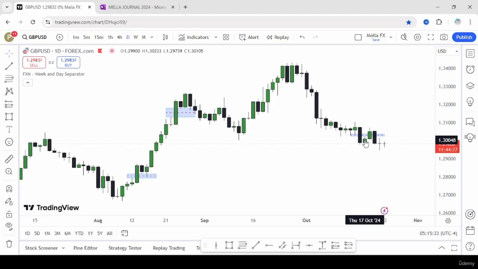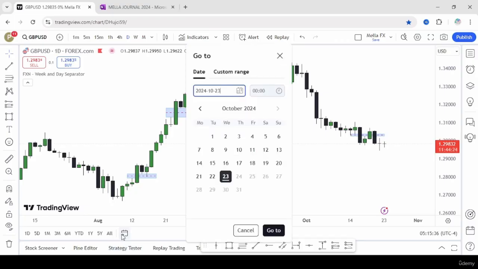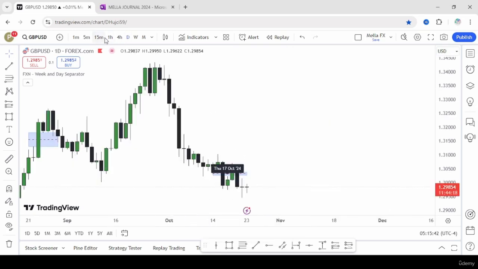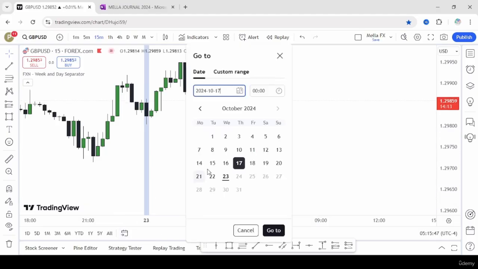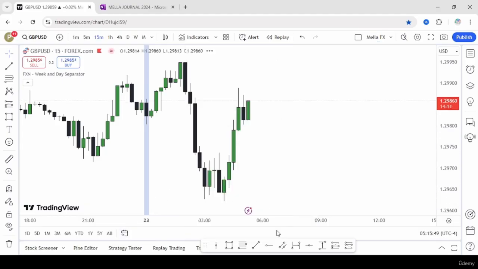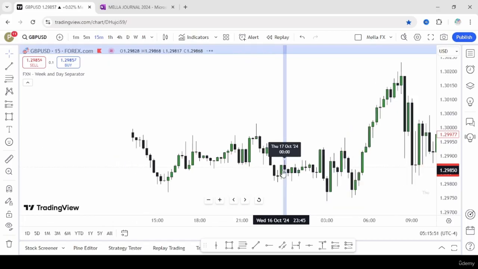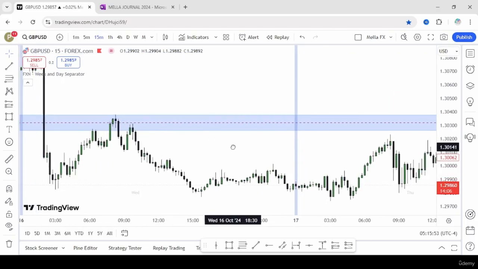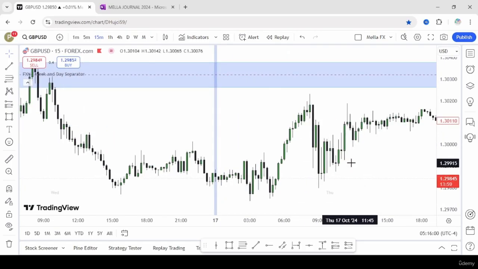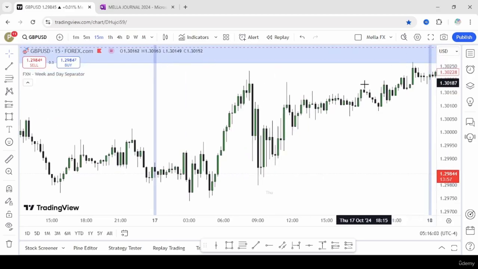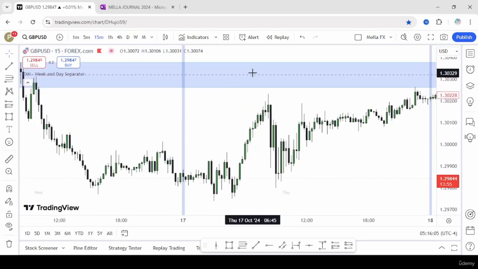So we'll go to the 15 minutes of 17th of October. It is here. I've not outlined the 15 minutes, sorry. So go to 17th of October, yes. And we can see that the daily fair value gap had not yet formed, because on this Thursday is when the daily fair value gap formed.